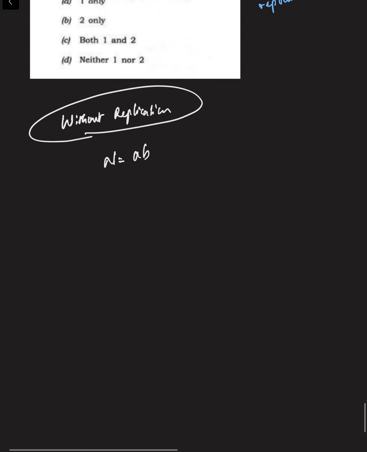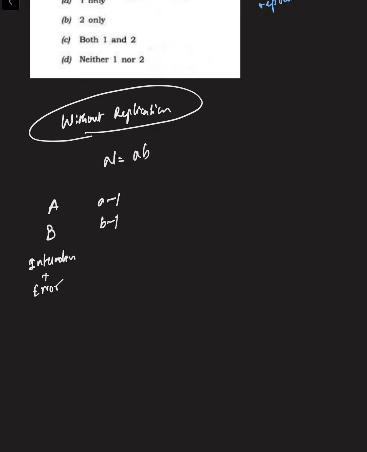So first, if we consider the case without replication, that means we have one observation per cell, so therefore n is a times b. The degrees of freedom through a is a minus 1 and through b it is b minus 1, and interaction plus error combined is (a minus 1) times (b minus 1). So therefore the interaction cannot be separated from error, so here interaction can't be tested as it can't be separated.